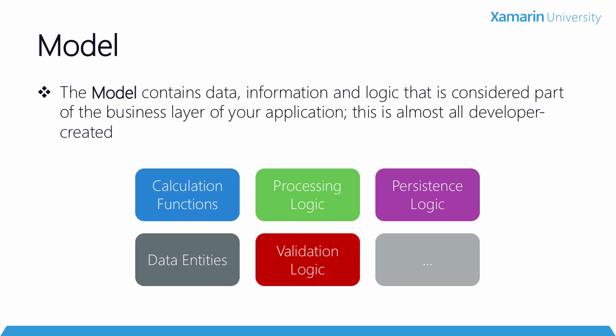So you can see some of the things that you might have inside this layer. Calculation functions, processing logic, persistence logic, that would all be sort of bundled into the business logic side. Data entities, so data models that we're actually using to persist information or things that we're using to track information, validation logic, some of that may be in this layer as well. But it's a little bit gray because sometimes you'll find that this layer kind of leaks into the controller layer, and we'll look at that case in just a moment.